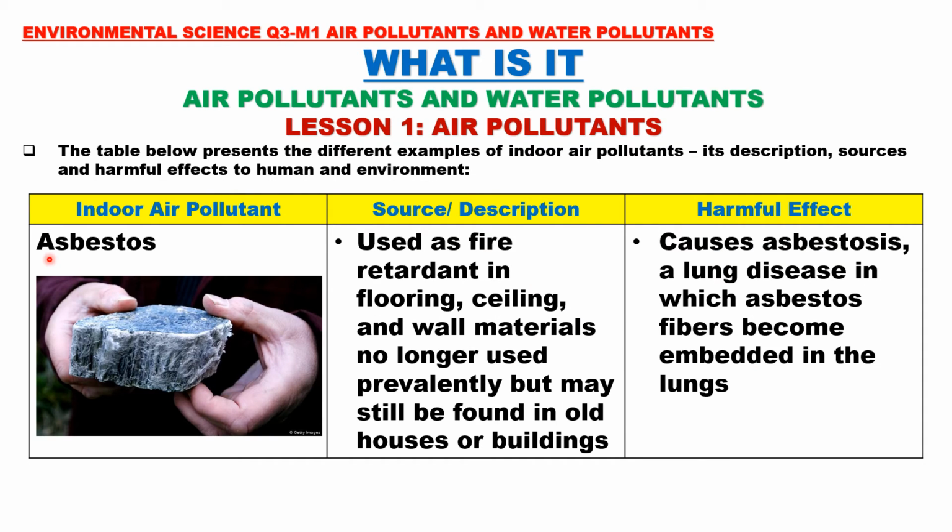Next, another indoor air pollutant is asbestos. Asbestos is used as fire retardant in flooring, ceiling, and wall materials. It is no longer used prevalently, but may still be found in old houses or buildings. Its harmful effect is that it can cause asbestosis, a lung disease in which asbestos fibers become embedded in the lungs.